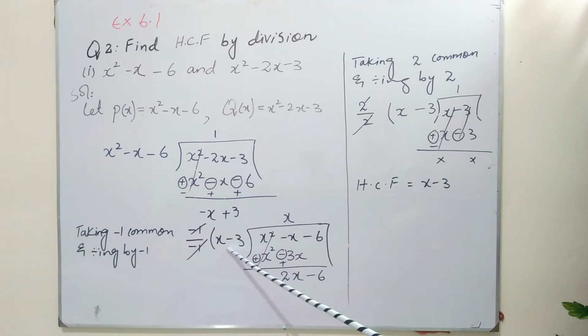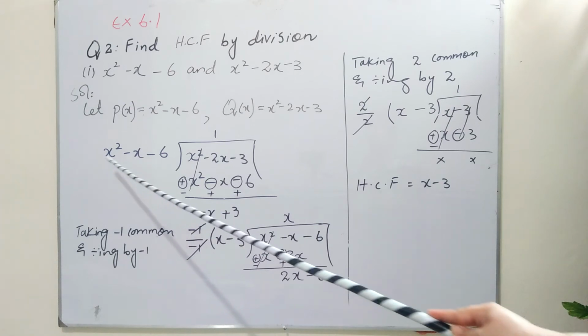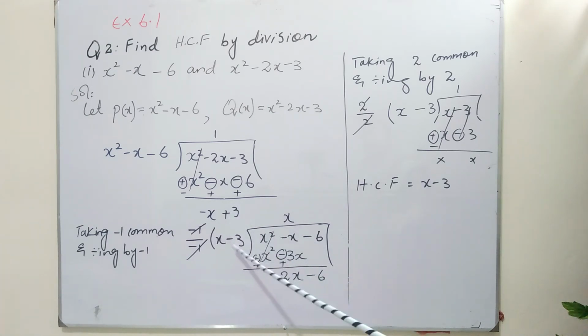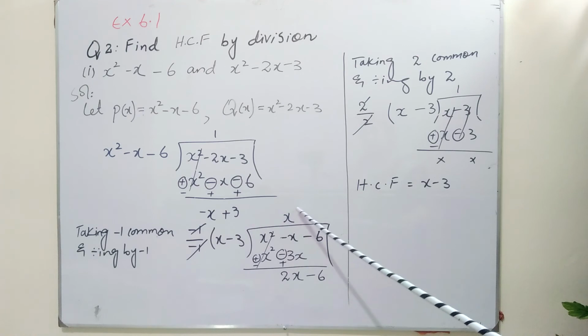This is our new divisor. The dividend will be the previous divisor, that is x square minus x minus 6. We take x square minus x minus 6 as the dividend, and the divisor is this term x minus 3. Now when we multiply x minus 3 by x to get x square, we get x square minus 3x. The next step is to change the signs. When we change the signs, this x square is cancelled with minus x square, and after solving, plus 3x minus x becomes 2x, and this is minus 6. Now the new result is 2x minus 6.